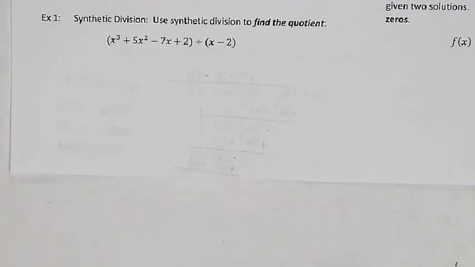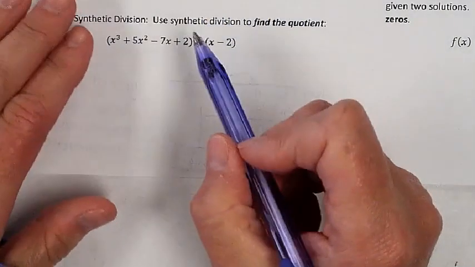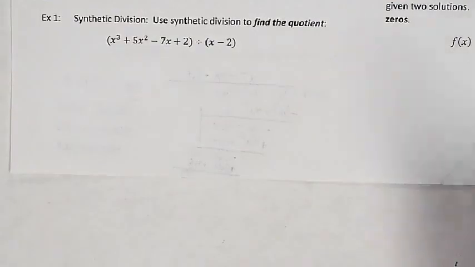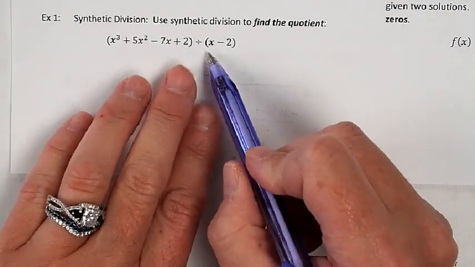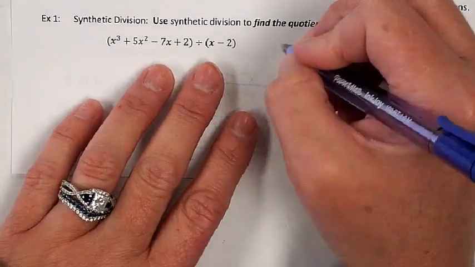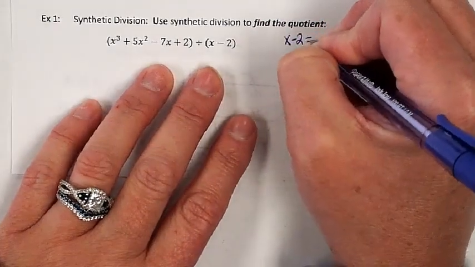It says set the factor divisor equal to 0. So that's what we're dividing by. Here I'm dividing by x minus 2, so we're going to set that equal to 0. So x minus 2 is equal to 0. That would make x equal to 2.